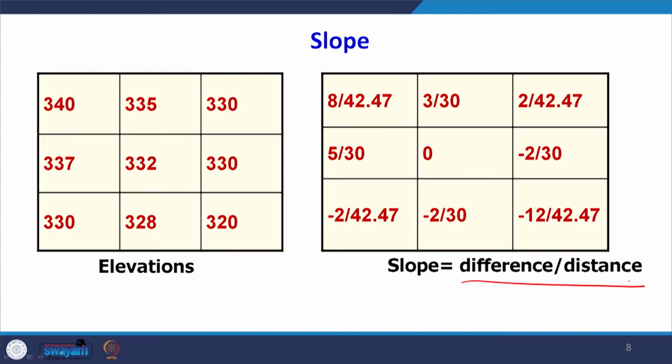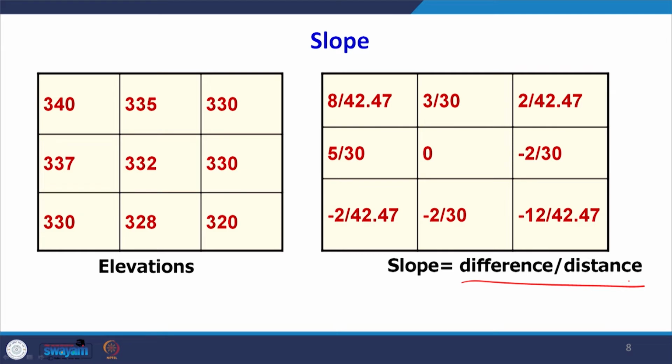Once we have the data, we would like to create the slope map from the elevation data. There is a very simple mathematical relationship: we know the elevation difference between the 2 points, and divide by the distance. So the difference in elevation divided by the distance will give me the slope.